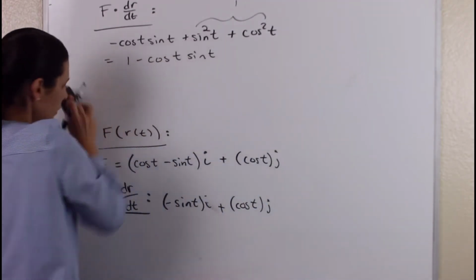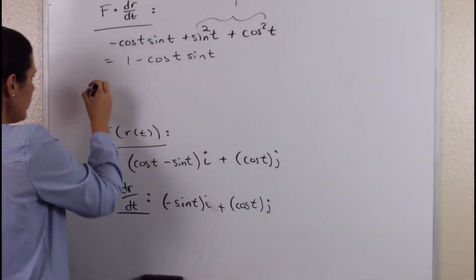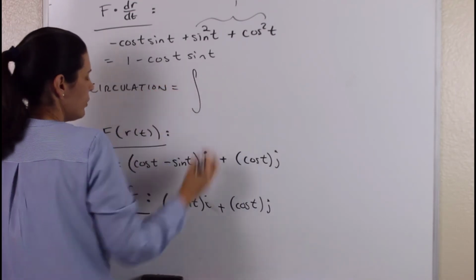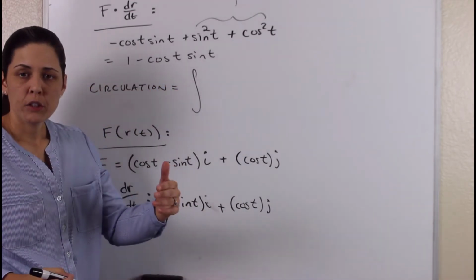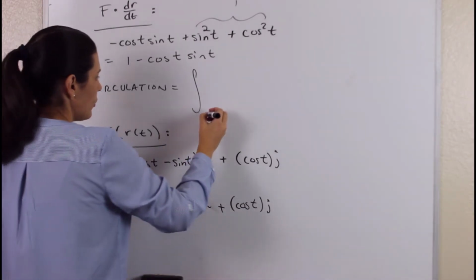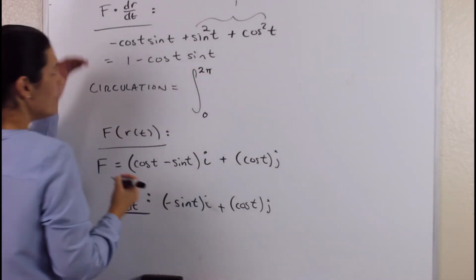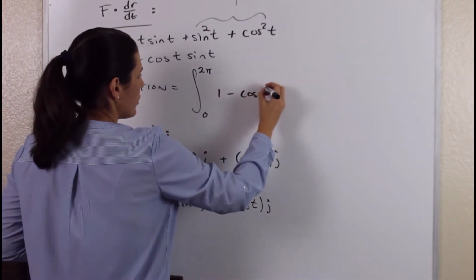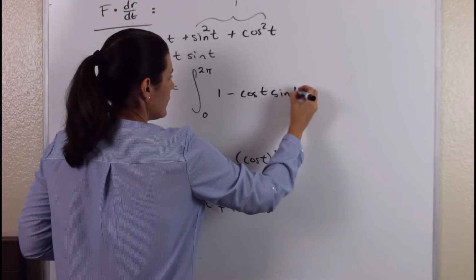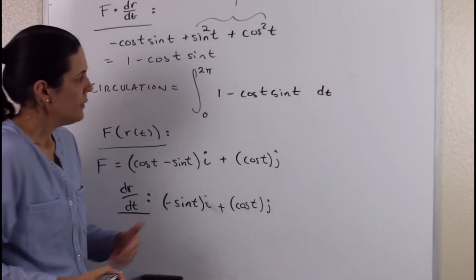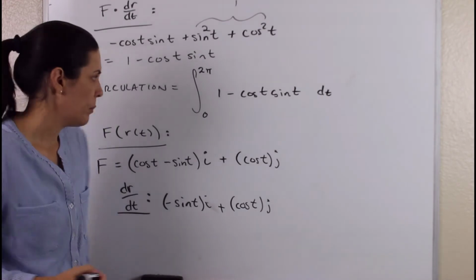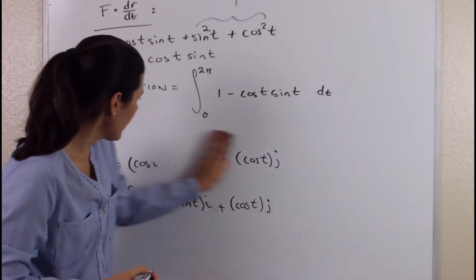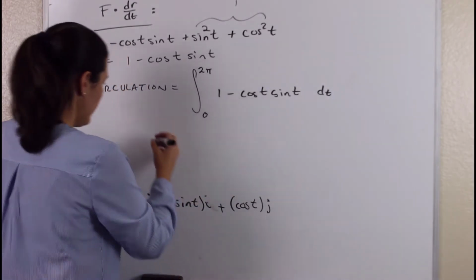Okay, we are ready to calculate the circulation. Our circulation is equal to our line integral from a to b, our starting and ending t values, so from 0 to 2 pi of this dot product, f dot dr dt. So 1 minus cosine t sine t dt. And then it's just straightforward integration from here. I think I'm going to have to use u substitution on this one, so let's work this out real quick. I'm going to go ahead and separate this.